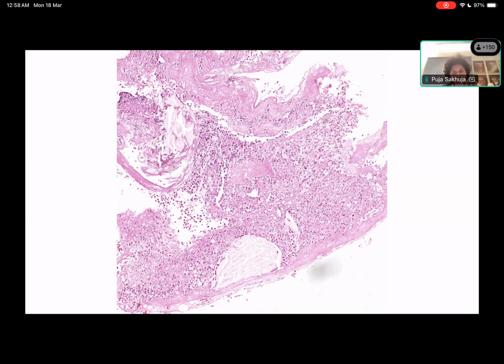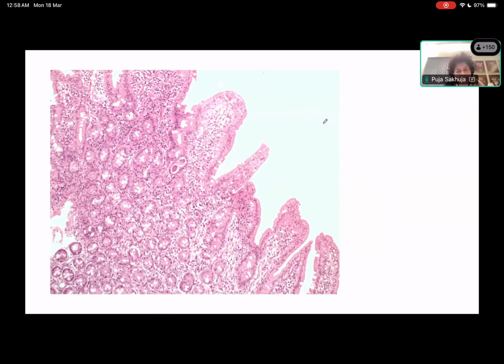Yes, correct. Then should we ask for biopsies from other parts of the intestine? Yes, ma'am. Out of acute eosinophilic gastroenteritis. Okay. Now in this particular case, I shared with you this also. So what is happening in this duodenal biopsy?